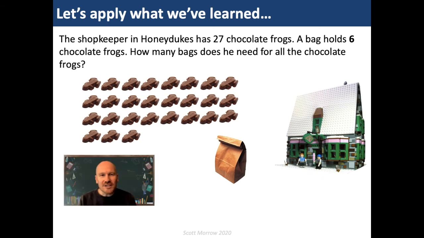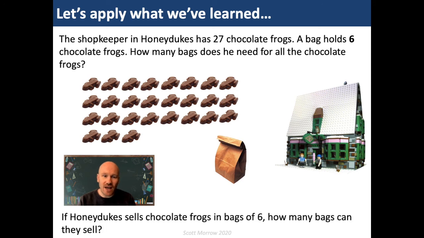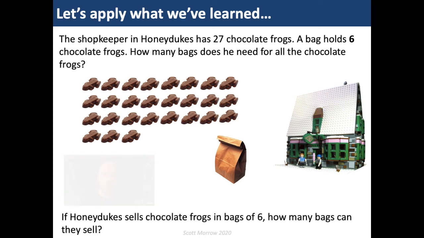The last thing I'm going to ask you to do today is apply what we've learned. Can you use the success criteria that we developed earlier in order to analyse and solve the following problem together? The shopkeeper in Honeydukes has 27 chocolate frogs. A bag holds 6 chocolate frogs. How many bags does he need for all the chocolate frogs? And once you've done that, if Honeydukes sells chocolate frogs in bags of 6, how many bags can they sell?